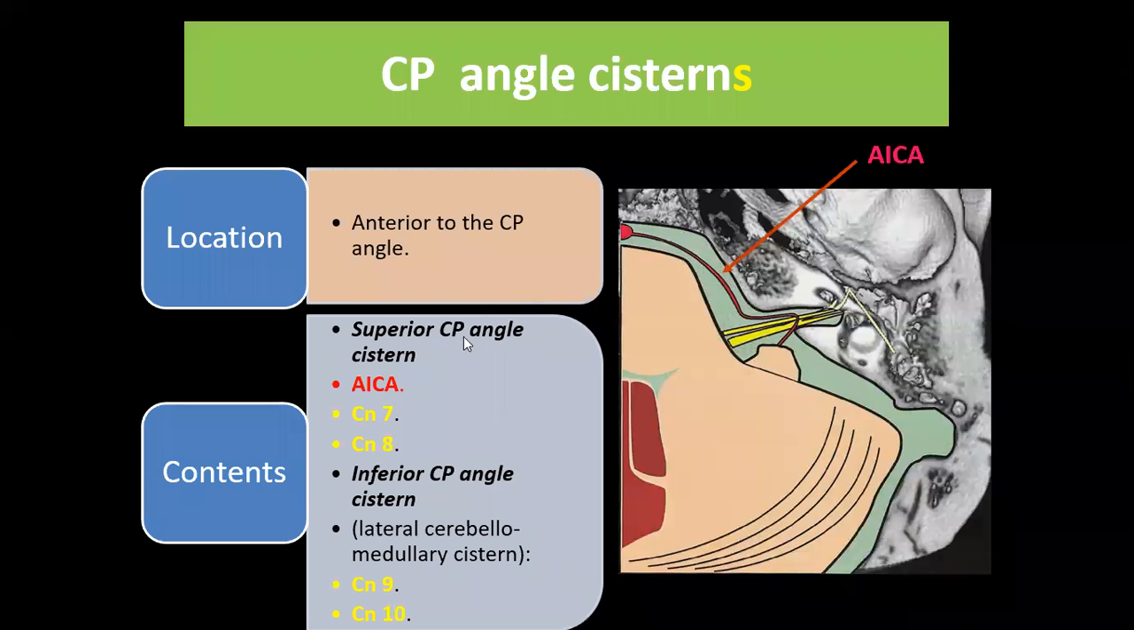The first paired cistern we describe is the CP angle cistern. It is located anterior to the CP angle. It is divided into parts: superior CP angle cistern and inferior CP angle cistern. The superior CP angle cistern contains the AICA and the 7th and 8th cranial nerves, while the inferior CP angle cistern contains the 9th glossopharyngeal and the 10th vagus nerves.